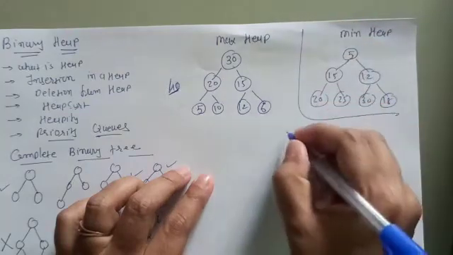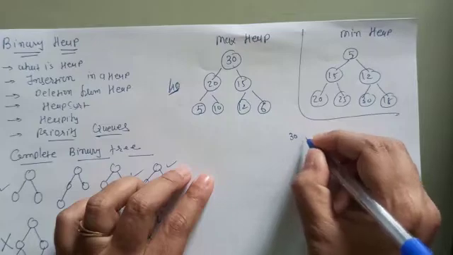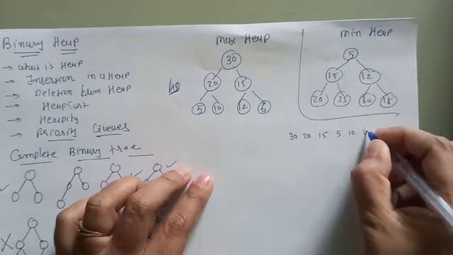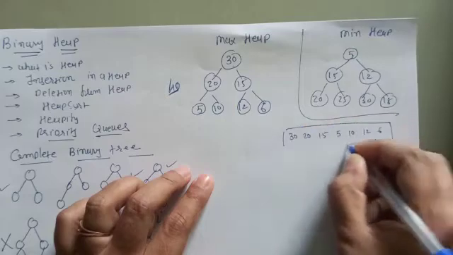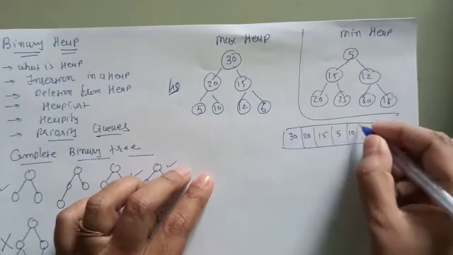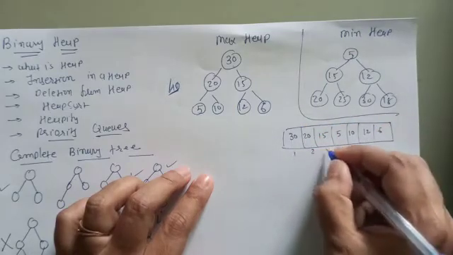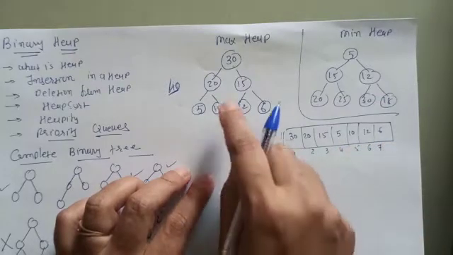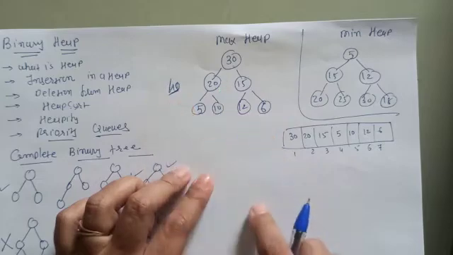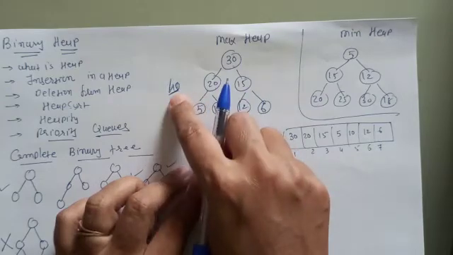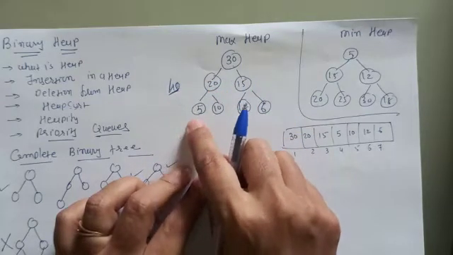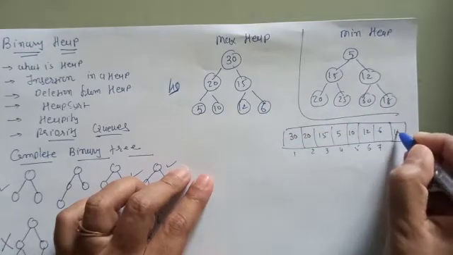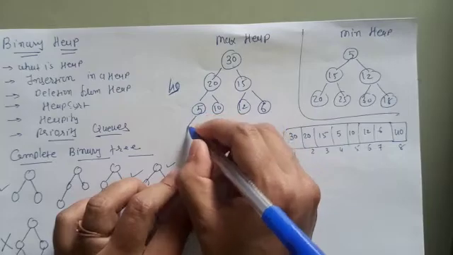So the corresponding representation in the array, 5, 10, 12 and 6, would be something like this, level by level, and these are the indices. Now where would this 40 be inserted? 40 will be inserted initially at the first free available space. So 40 would be inserted here.